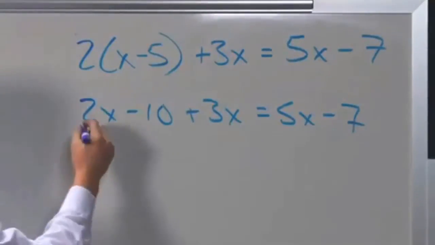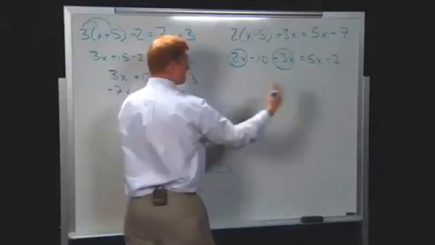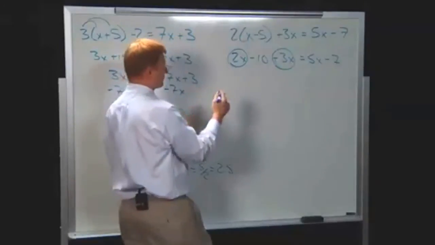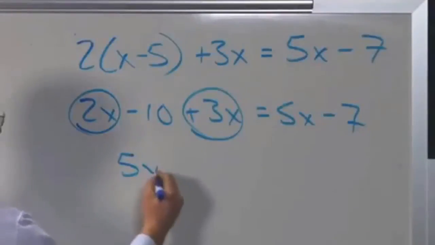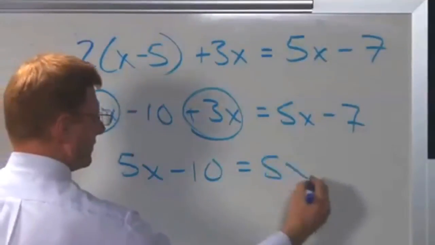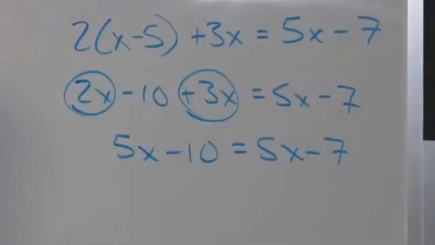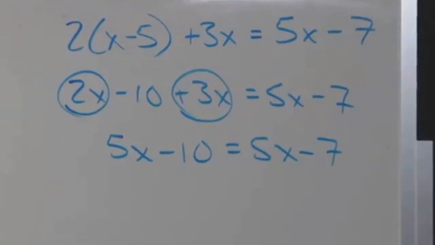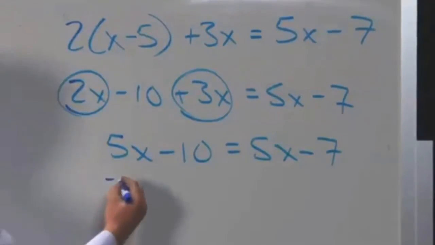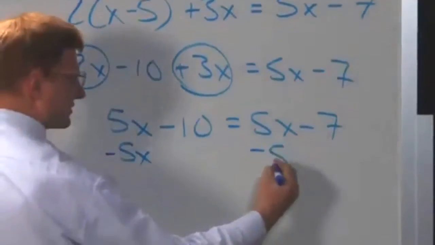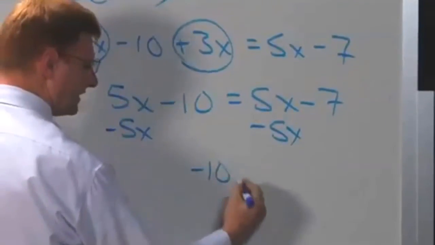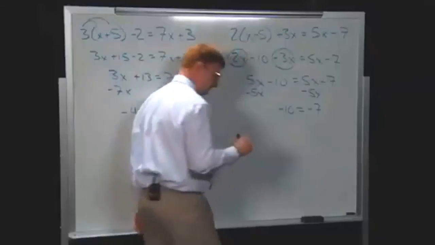We have a 2x and a 3x on this side. We can just put them together. They're 5x. They're both together. 2x and 3x is 5x. Now we see that these x's are in two different places. Let's get rid of one of them. Subtract the 5x. Subtract the 5x. We're left with negative 10 equals negative 7.